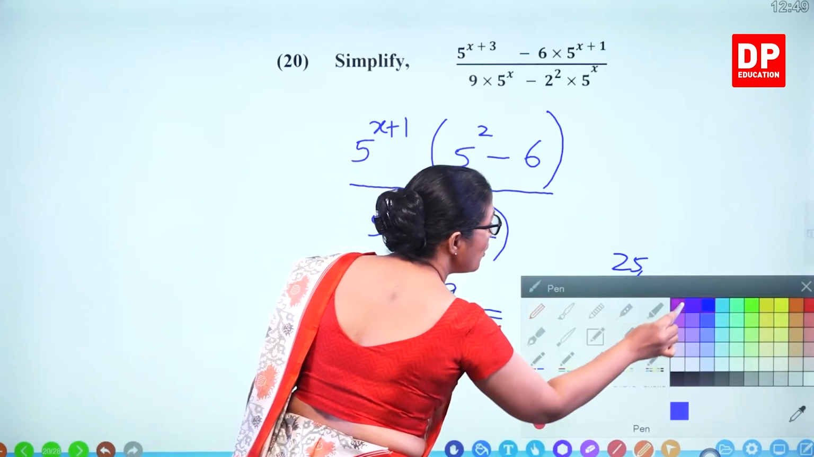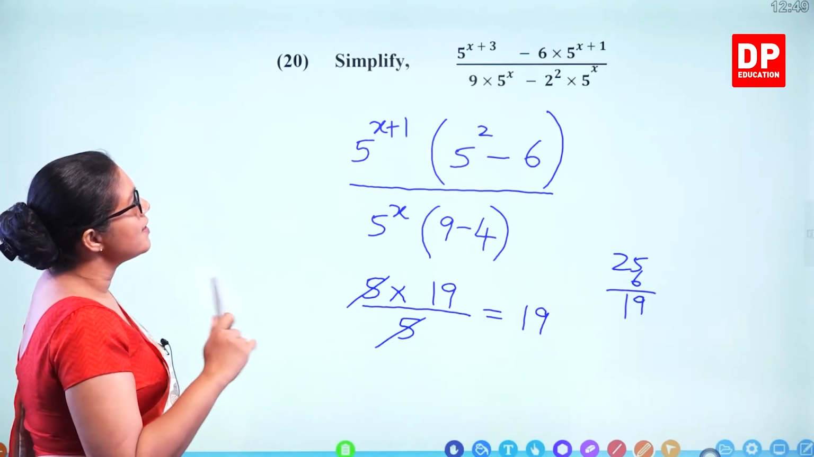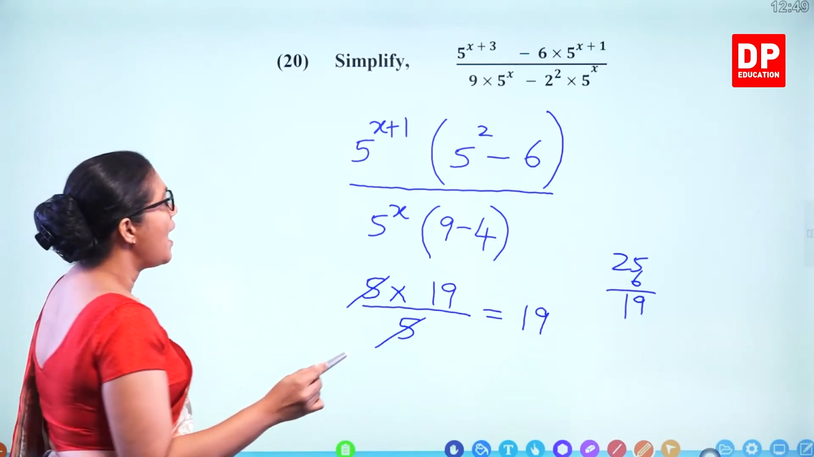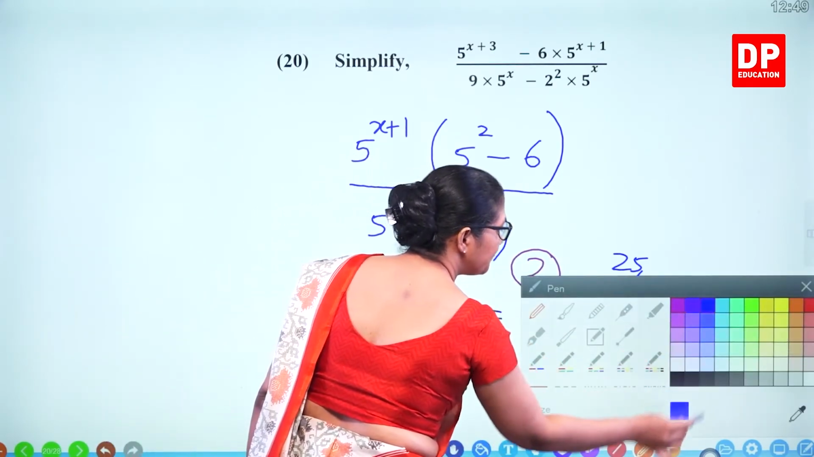So if you see the factors, it's really easy to simplify. You can take the common factors out and simplify. So 2 marks for that.